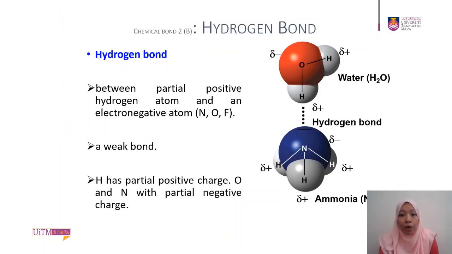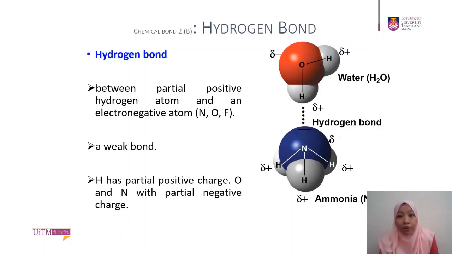All right, next we move on to another type of bond, which is the hydrogen bond. Hydrogen bond is formed between the partially positive hydrogen atom and a partially negative atom. You can see in this diagram, this is the water molecule. You can see how the oxygen is partially negative and the hydrogen is partially positive. And this is ammonia. You can see how the nitrogen is partially negative and the hydrogen is partially positive. So in this case, a hydrogen bond is formed between the partially positive hydrogen and the partially negative nitrogen. They are attracted to each other and become the hydrogen bond.